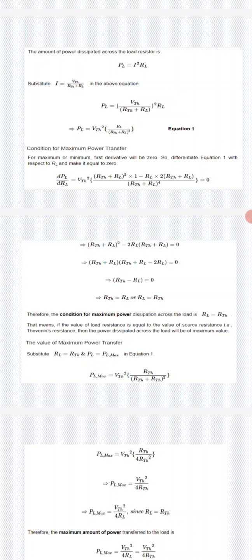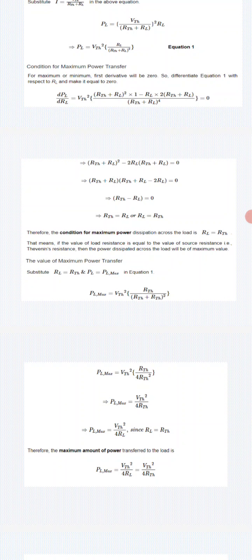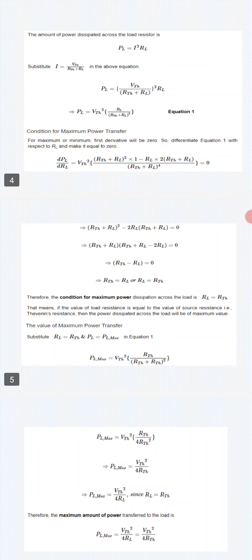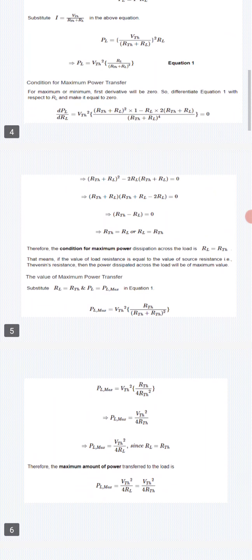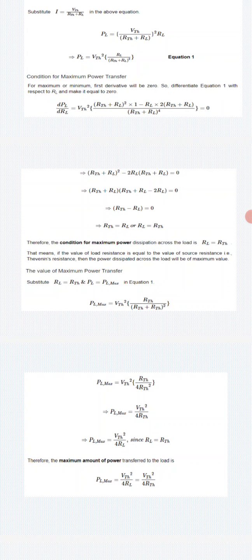For maximum or minimum, the first derivative will be 0. So differentiate equation 1 with respect to RL and make it equal to 0. So dPL by dRL equals 0, so the first equation is going to be differentiated. This gives R Thevenin equal to R load, or R load equal to R Thevenin. Therefore, the condition of maximum power dissipation across the load is RL equal to R Thevenin.